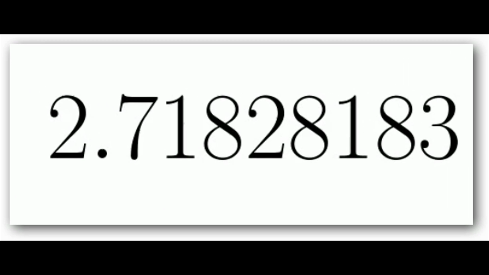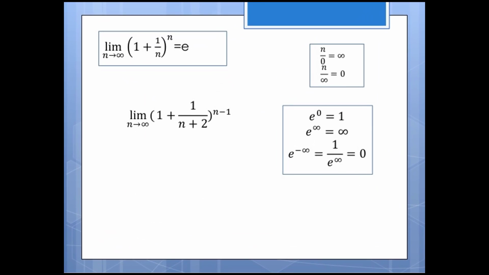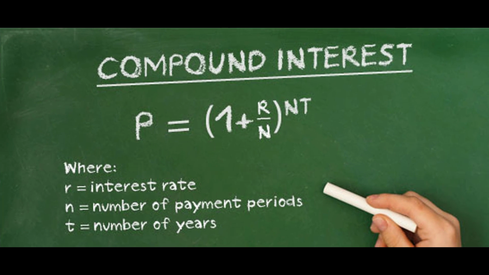Euler's constant is a mathematical constant that is the base of the natural logarithm, the unique number whose natural logarithm is equal to 1. Euler's constant is approximately 2.7128, and it is the limit of 1 plus 1 divided by n, to the power of n, as n approaches infinity. The expression that arises is compound interest. Also, it can be calculated as the sum of an infinite series.